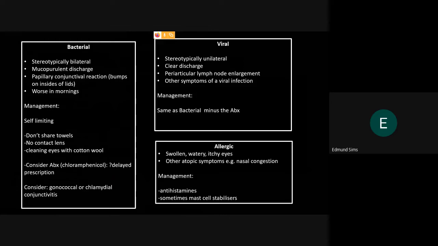And yeah, that's just purely because it's so infectious. So people will rub their eyes and then rub the other one. You have a purulent discharge. You can get something called a papillary conjunctival reaction. So if you get them to pull down their eyelids, you'll just see little bumps inside the eyelids. And the typical exam question way of phrasing it is they'll often wake up in the morning with their eyes stuck together.